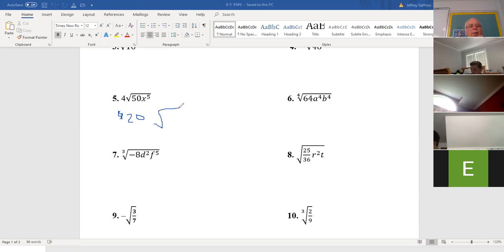Let me put that, the 25 is 5 times 2, right? Or 25 times 2, so we still have 2 under the radical. Now I've got x to the 5th. So that's x squared times x, or x squared is another way to look at it. So the square root of x squared is just x, and I still got x under the radical.